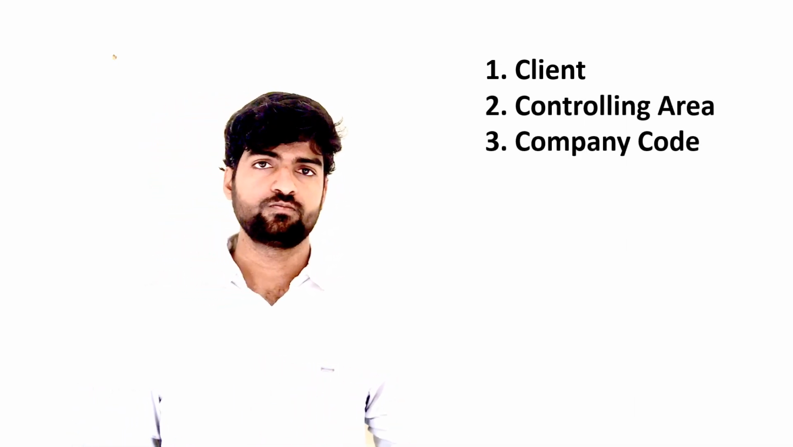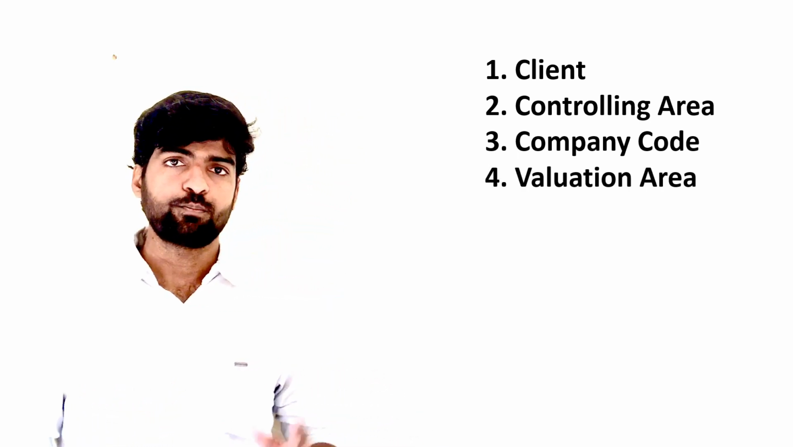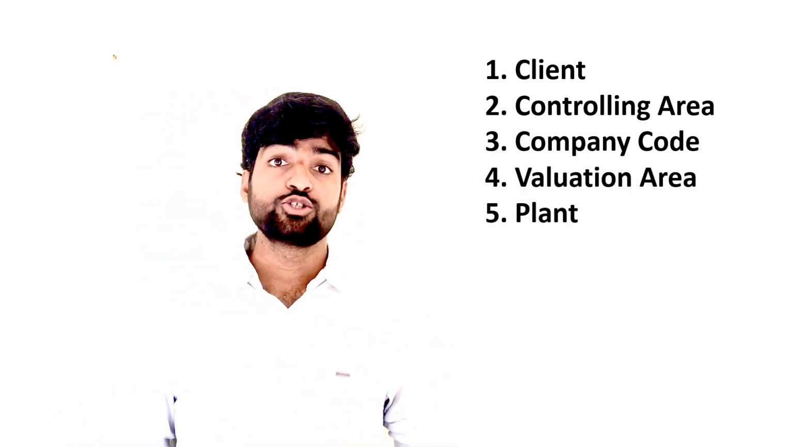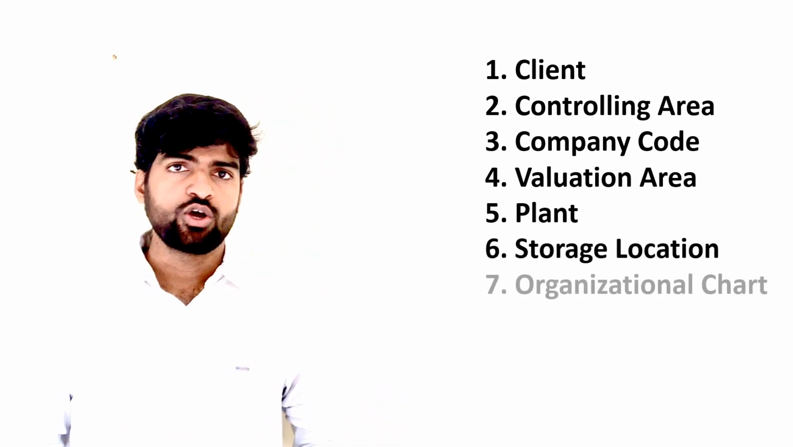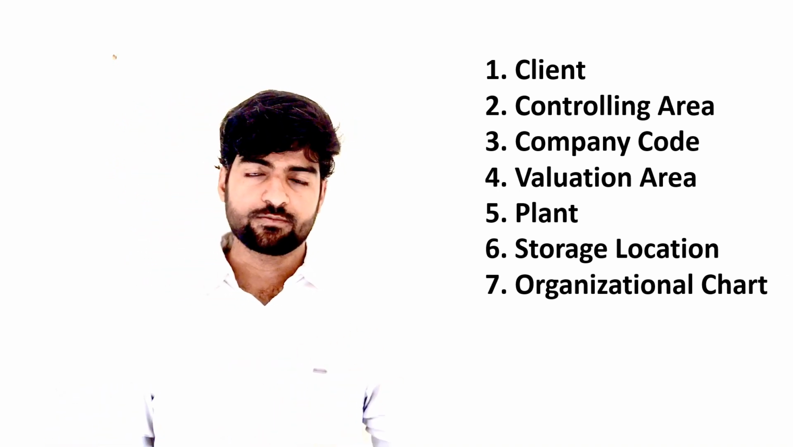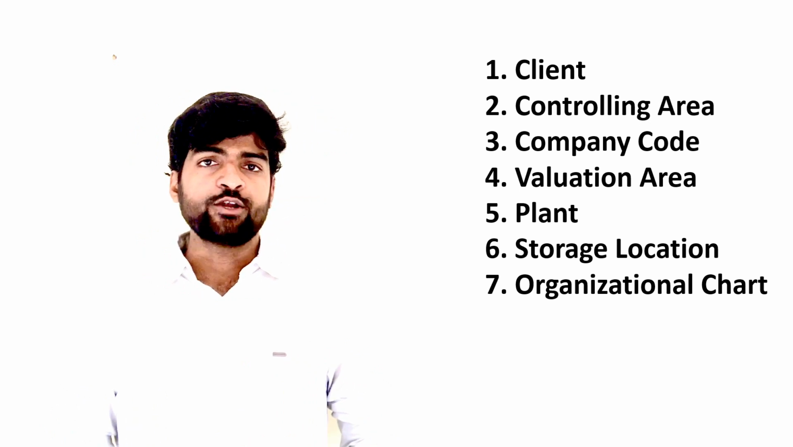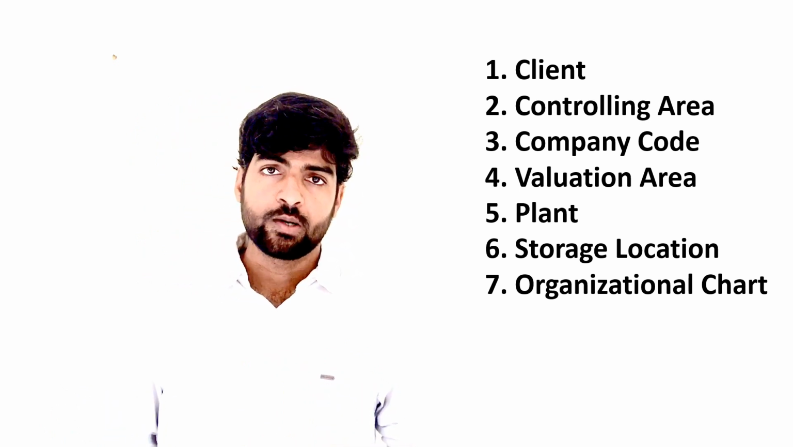First is client, controlling area, what is company code, valuation class, plant, storage location, and the last is organizational chart. So these are the topics today we'll cover.